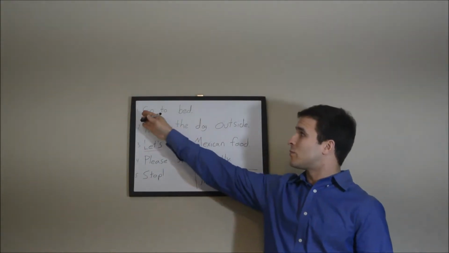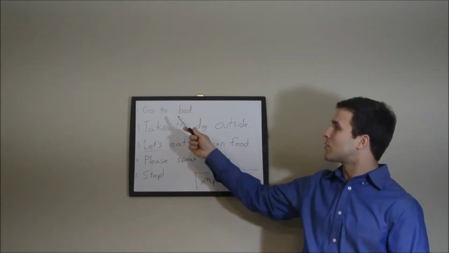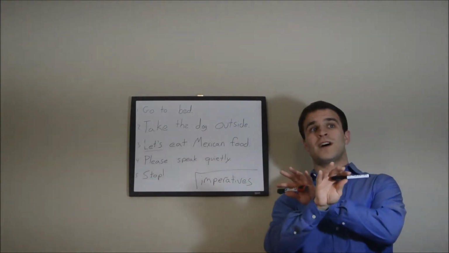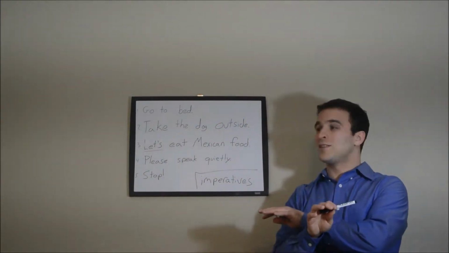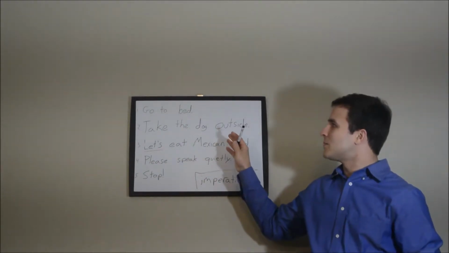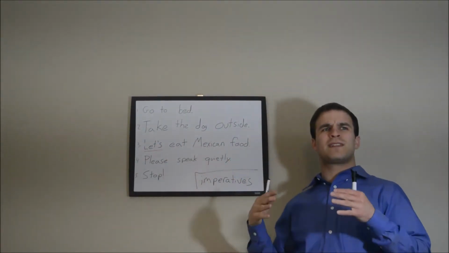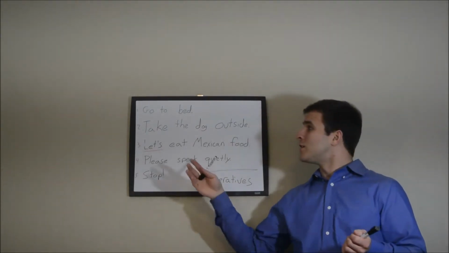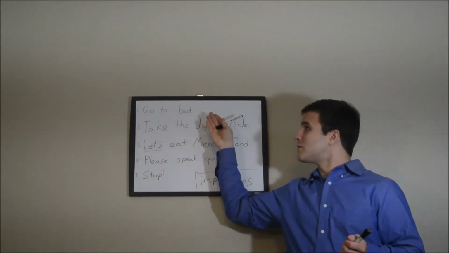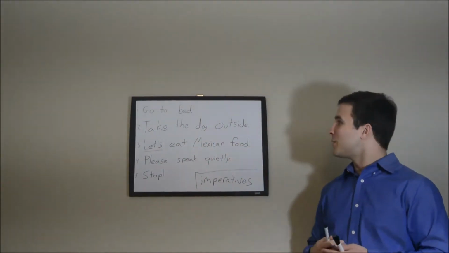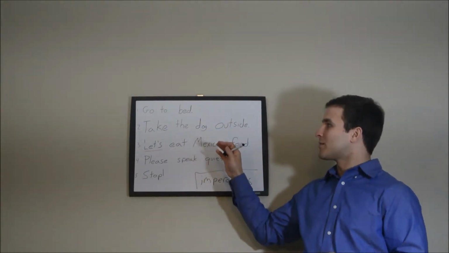Let's start at number 1 and look at this first. So go to bed, if we make it negative, it's do not go to bed. Okay? So do not go to bed. 2, take the dog outside. What do you think? How do we make this negative? Do not take the dog outside. Exactly. Very good. So you add do not.